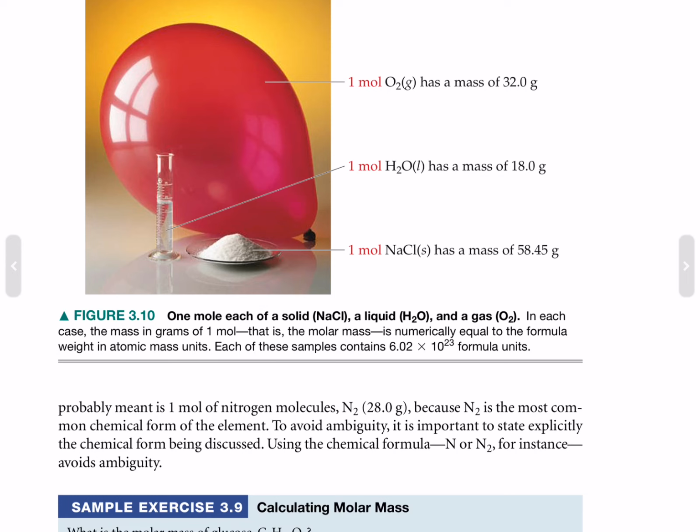Figure 3.10. 1 mole of each of a solid, NaCl, a liquid, H2O, and a gas, O2. In each case, the mass in grams of 1 mole, that is, the molar mass, is numerically equal to the formula weight in atomic mass units. Each of these 3 samples contains 6.02 times 10 to the 23rd formula units.